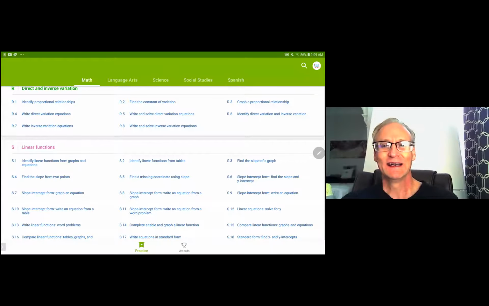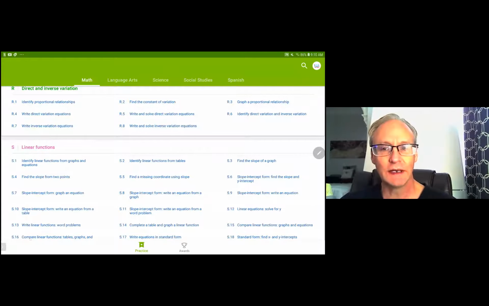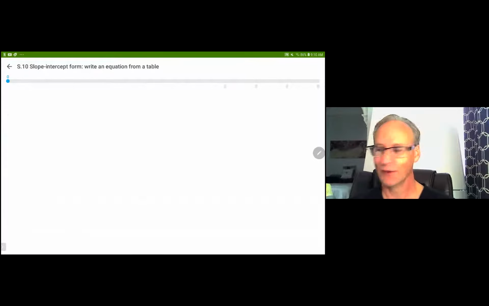Hi, everybody. We're doing IXL Algebra 1, of course, and we're in my favorite section, linear functions, which is section S, and we're finally on number 10. So this is S10, Slope Intercept Form: Write an equation from a table. It looks like we're going to have lots of points to choose from, so let's take a look and see what we've got here.